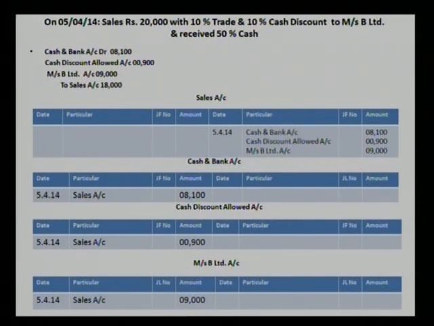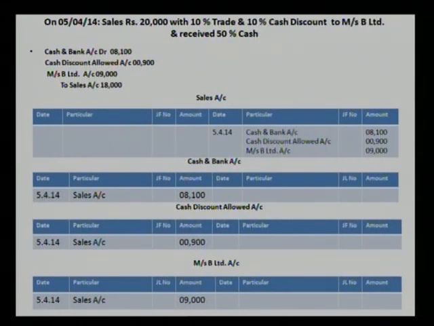So first one, we have to debit the cash and bank account, that is account number 2, cash and bank account. We have to debit, but again at the particular column, we have to mention the name of the counter account. In this example, it will be sales account.